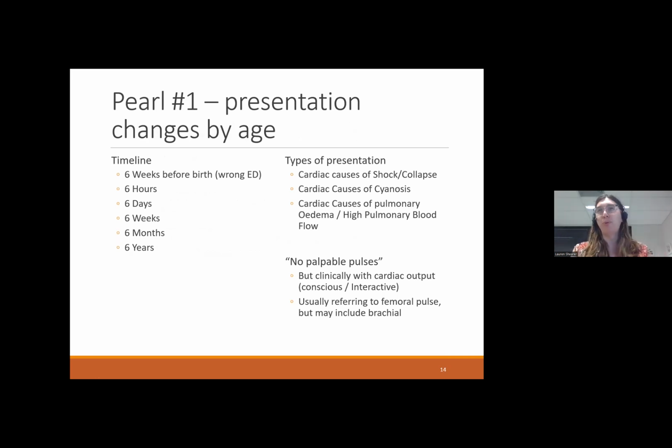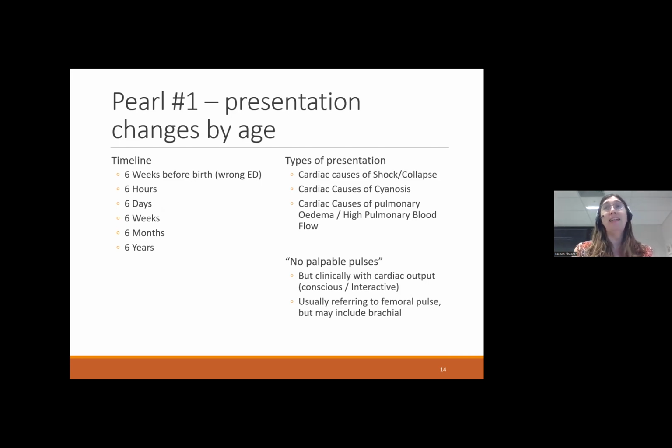And of course, these are broad categories to help us think about them. And those types of presentations, again, are cardiac causes of shock or collapse, cardiac causes of cyanosis or blueness, and cardiac causes of pulmonary edema and high pulmonary blood flow, which are the main symptoms of heart failure in childhood.